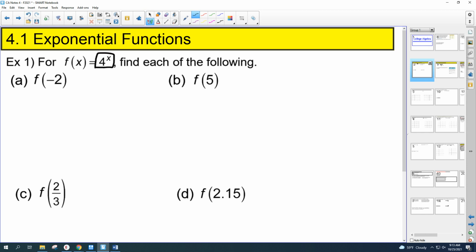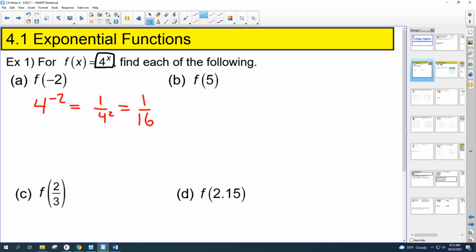Part A says find f of negative 2. So really all we're doing is plugging in a number. We want to do 4 to the negative second power. Now you can use a calculator for this, but I'd rather you learn what a negative exponent does. A negative exponent is just a reciprocal. So what I can do here is take the reciprocal of 4 and square it, okay? So reciprocal and square it. That's going to be 1 over 16.